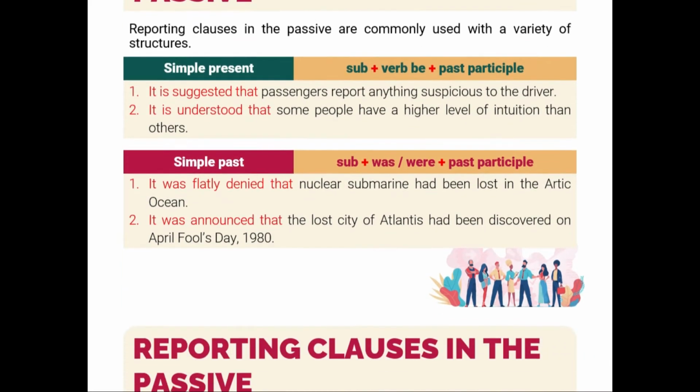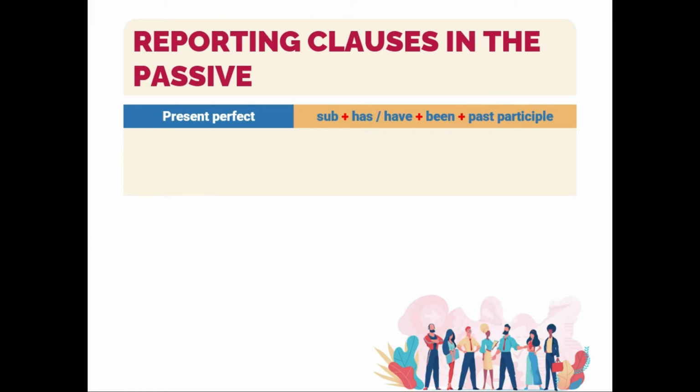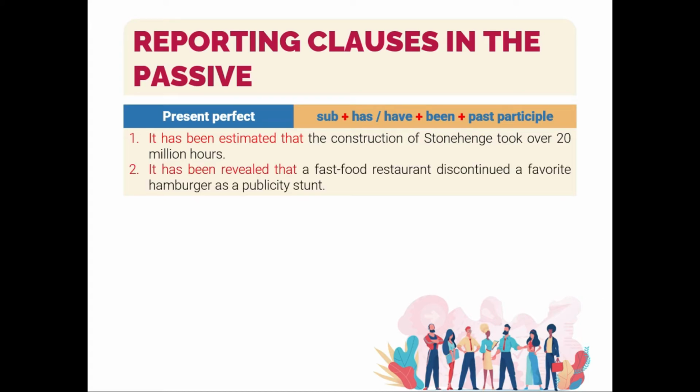Now time for present perfect passive, which is formed with subject plus has or have plus been plus past participle. For example, number 1, it has been estimated that the construction of Stonehenge took over 20 million hours. Number 2, it has been revealed that a fast food restaurant discontinued a favorite hamburger as a publicity stunt.